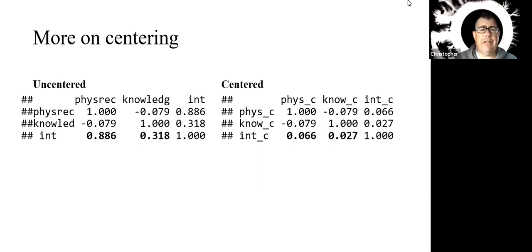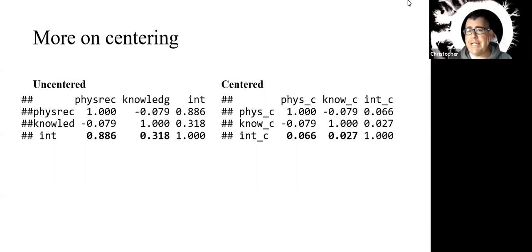Looking at the uncentered variables, I've got the correlations between the predictors and the interaction. If you see on the bottom, physician's recommendation and knowledge both have relatively substantial correlations with the interaction. In particular, physician's recommendation is almost 0.89. It's a pretty gigantic correlation.